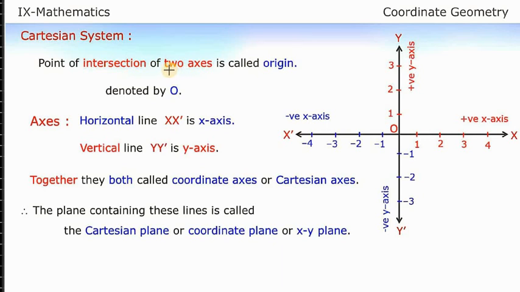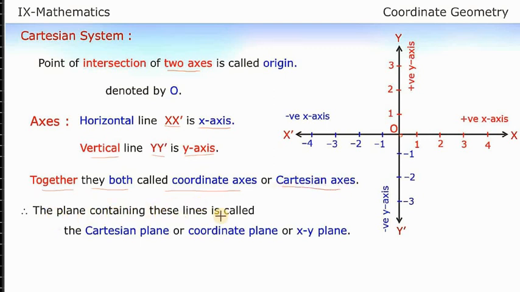The point of intersection of the two axes is called the origin. This is called the origin, and it is denoted by O. So what are the axes? The horizontal line is called X'X, that is the x-axis. The vertical line is Y'Y, that is the y-axis. Together they are called coordinate axes. So what do we call them? We can call them coordinate axes, or else Cartesian axes.